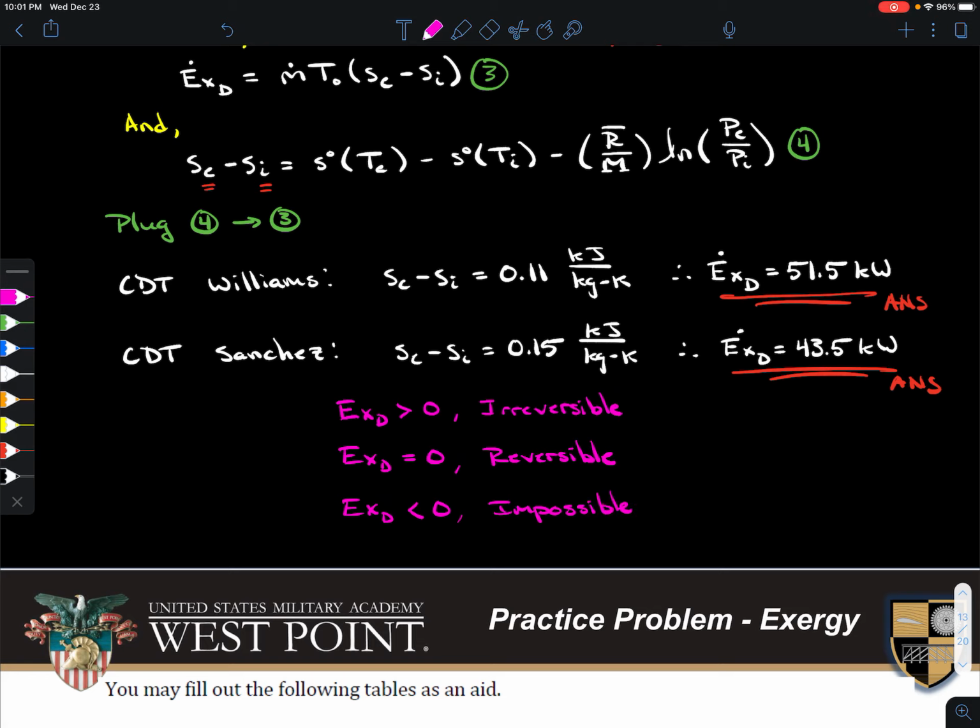Right? So what that really means is that an irreversible process is a realistic process. That's what we would expect. That exergy destruction should be greater than 0. And it's a good thing because we're seeing that from both of these cadets, both cadets have exergy destruction values greater than 0, implying that both of them are realistic.